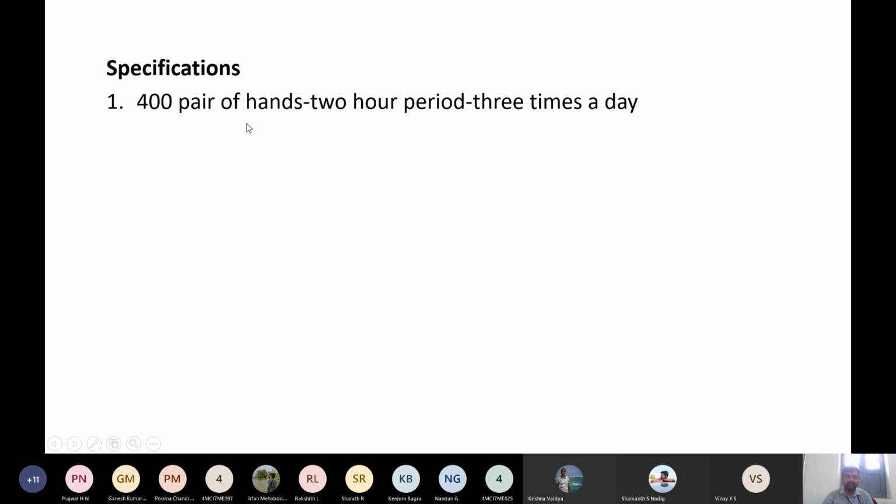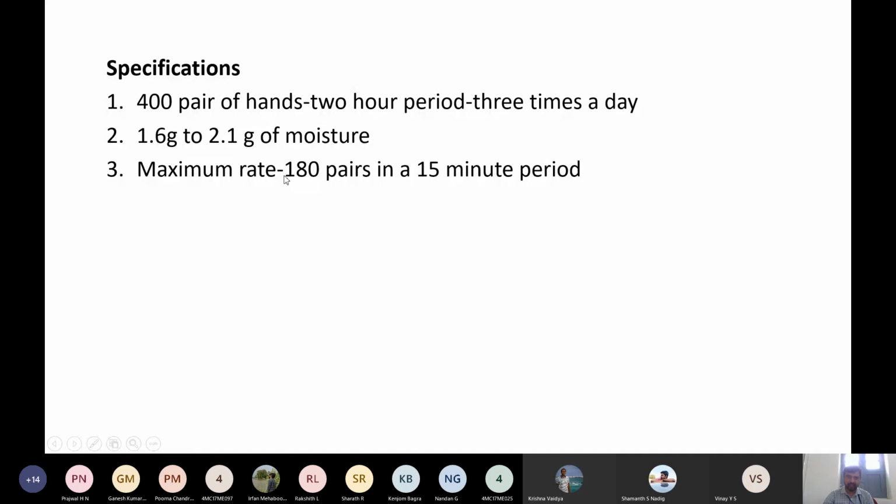That is 400 pairs of hands. That means 400 students are going to use this hand dryer, and they are going to use it for a period of 2 hours. That is the distributed time duration during which these 400 students are going to use the hand dryers. And the number of times per day is 3. Next, you should have information regarding the amount of moisture on the hands. On average, based on the study they conducted, the moisture content is between 1.6 gram and 2.1 gram. This is the moisture content in a pair of hands.